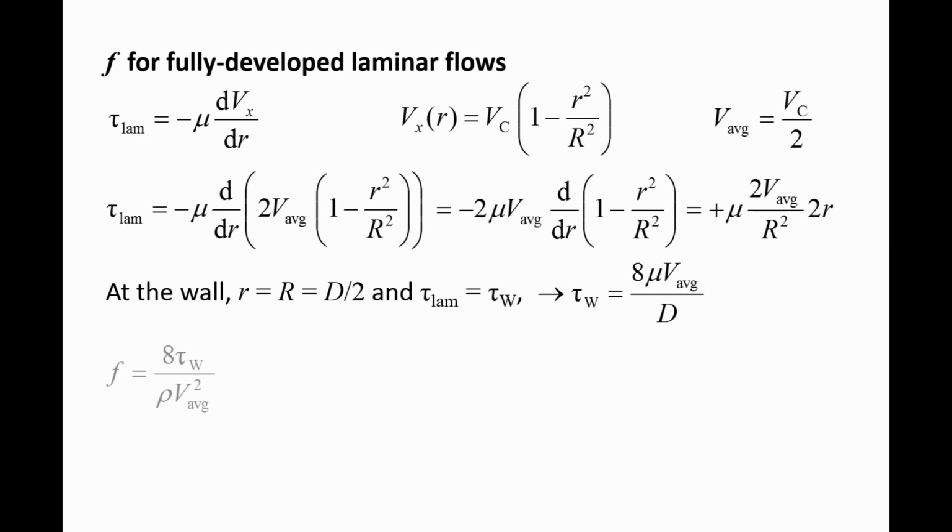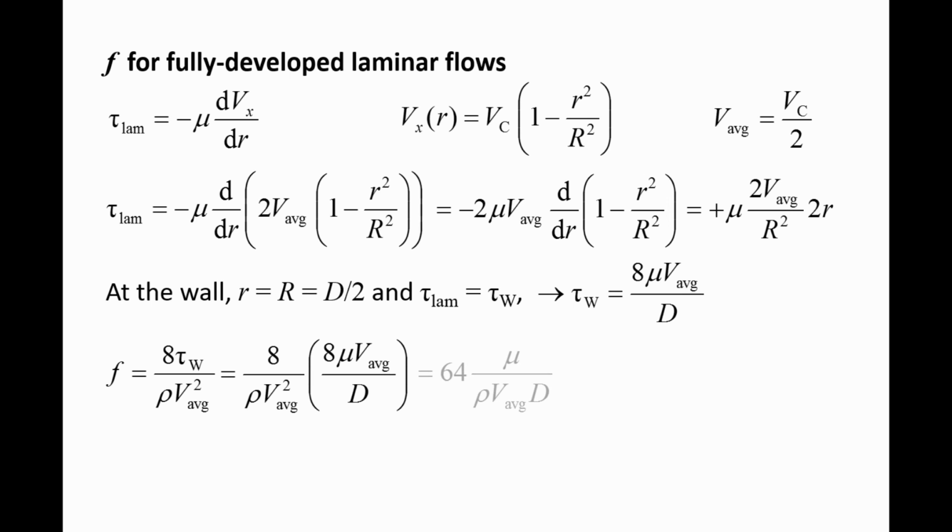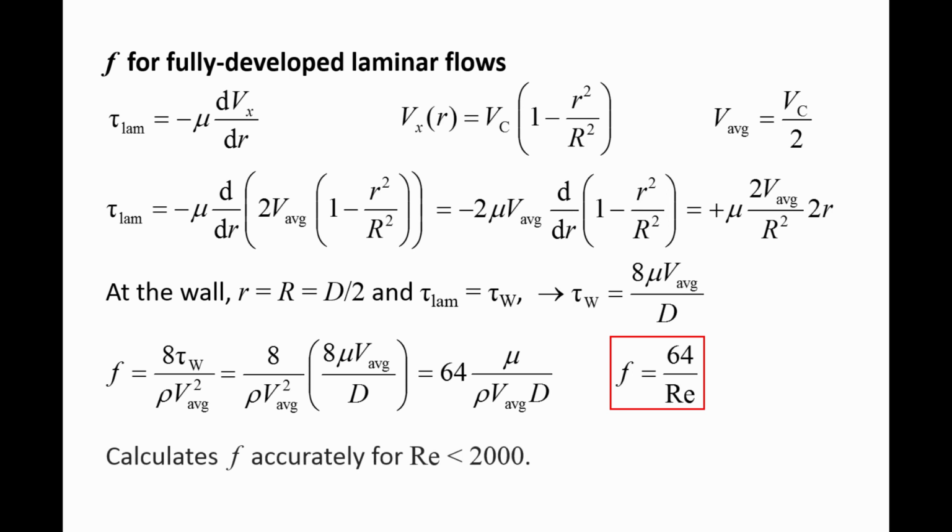Now recall the equation for the friction factor and plug in our new expression for tau W. After canceling terms, we are left with 64 times mu over rho V average d. Mu over rho V average d is equal to 1 over the Reynolds number. So the friction factor for fully developed laminar flows is 64 over the Reynolds number. Experiments show that this equation works well for flows with a Reynolds number below around 2000.